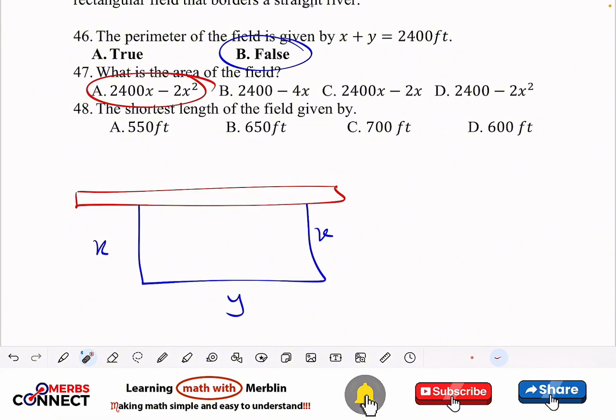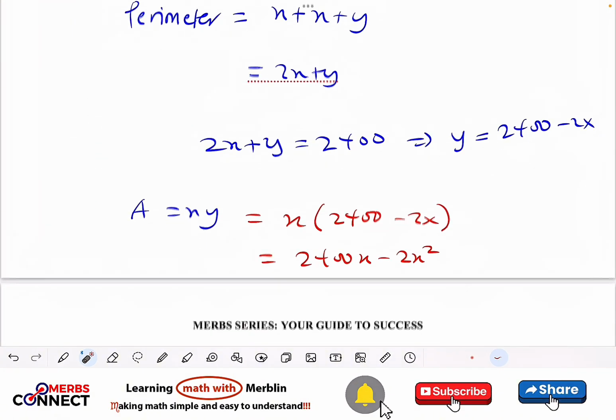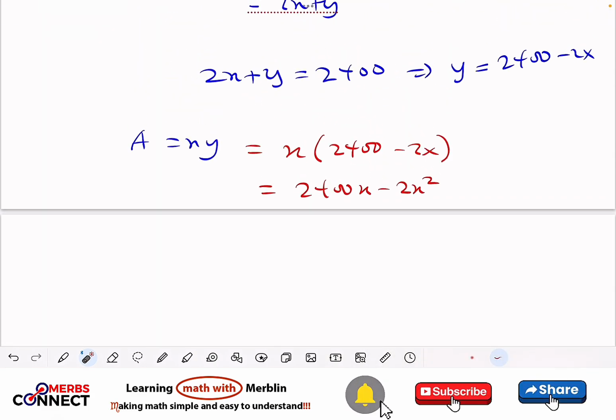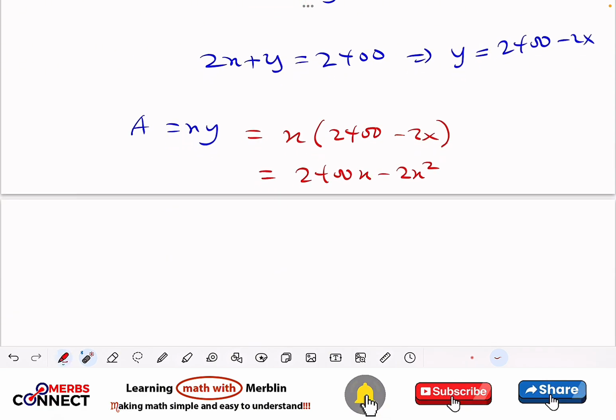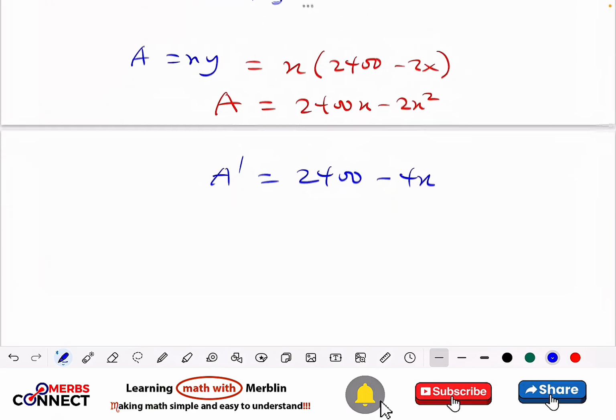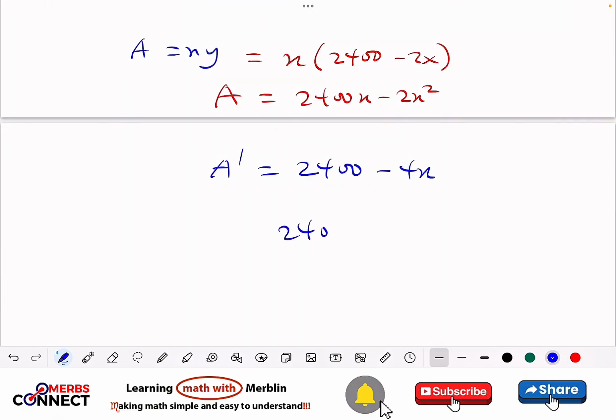Now the question is asking us to find the shortest length. So it means that we need to find x and y and see which one is the shortest, right? So let's do that. So we are going to have A to be this. We need to maximize or minimize it. So A prime will be equal to this minus 4x. When I differentiate it, I will set it to 0. So this minus 4x is equal to 0.